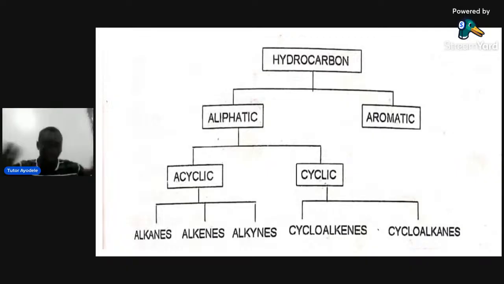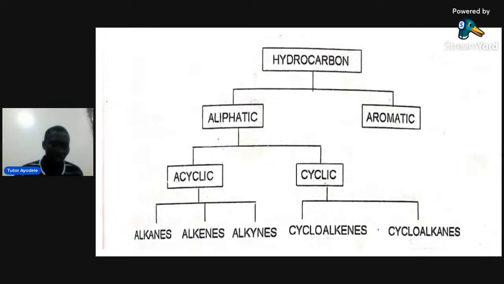So aliphatic, we said, is divided into two, the acyclic and the cyclic. The acyclic is divided into three: the alkanes, the alkenes, and the alkynes. Cyclic is just like the cyclo form of acyclic. If you look at alkane here, what is the cyclo form of alkane? It is called cycloalkane.